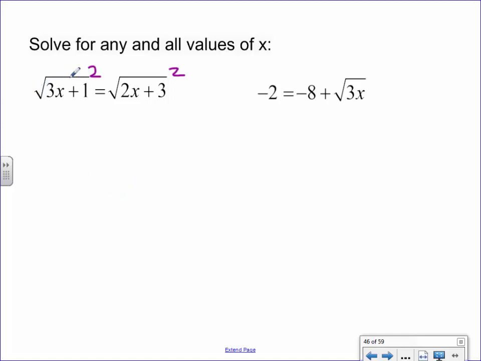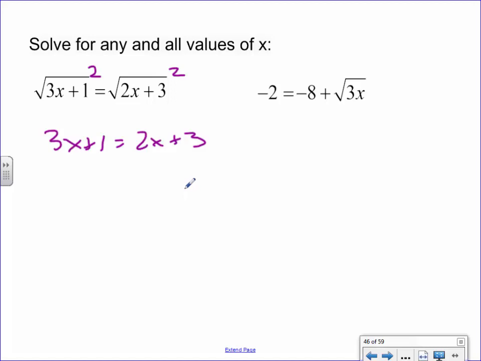What happens when you square a square root? Literally, it goes away. Right? So now what we're left with is 3x plus 1 equals 2x plus 3. What kind of equation do we have? Linear or quadratic? Linear. Why is this linear? There's no squares, right? Nothing. There's no x's that are squared.